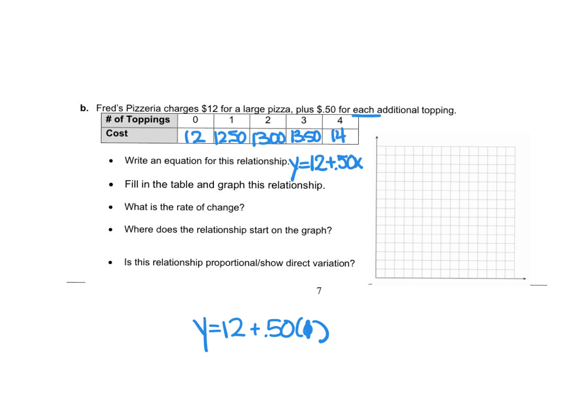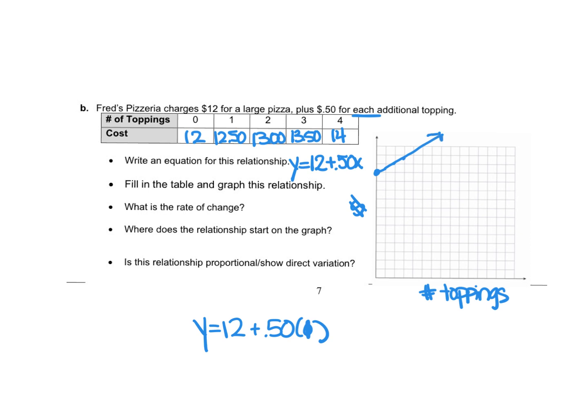So let's go ahead and we're going to graph this. This will be the number of toppings, and then this will be the cost. So 0 toppings, you'll have $12. And then it's going to go up 50 cents for each additional topping. So 1 topping, then we would have $12.50. 2 toppings would be $13, and so forth. So here's what our graph looks like.